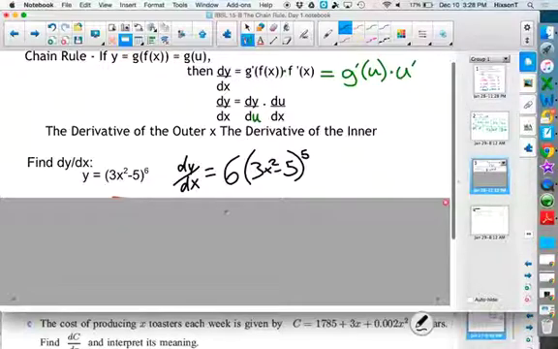But the chain rule says we've got to go one step further here. We have to now multiply this by du dx, the derivative of the inner function. So now we're looking at just the 3x squared minus 5. What's the derivative of 3x squared minus 5? 6x to the first.